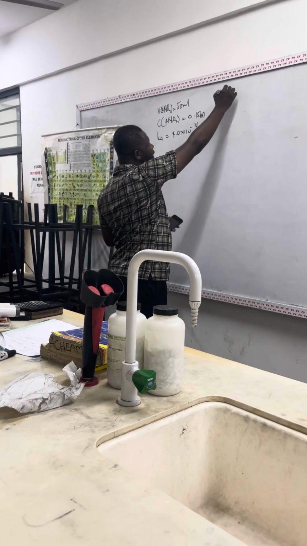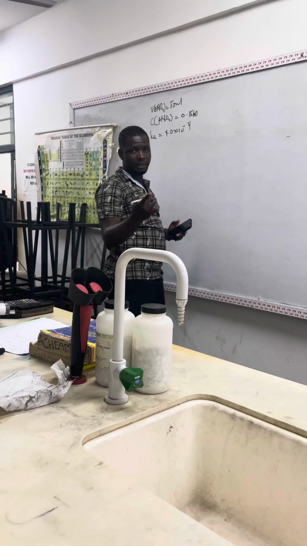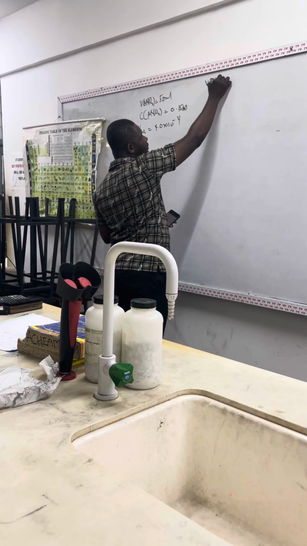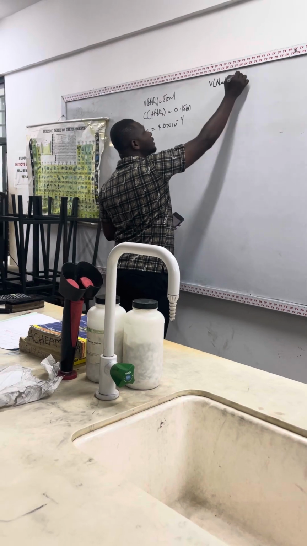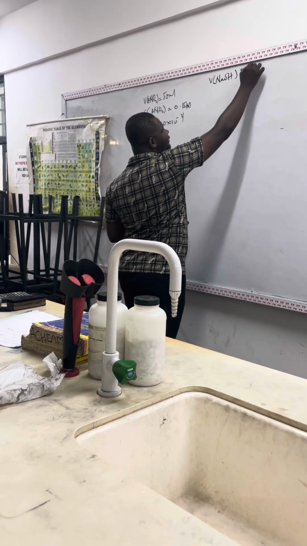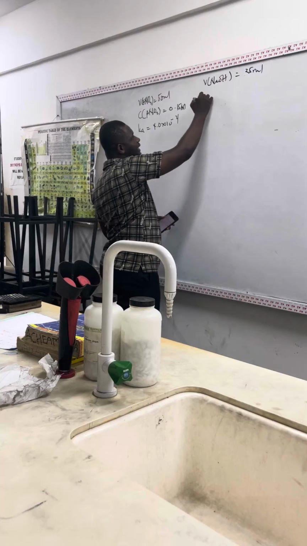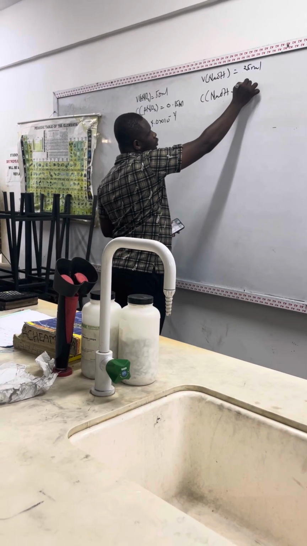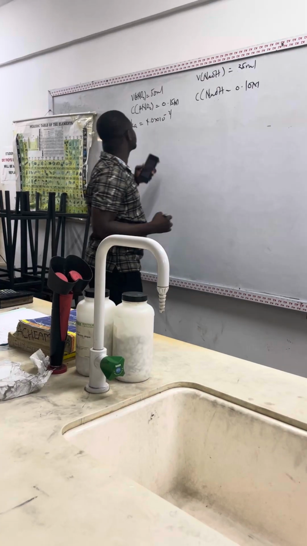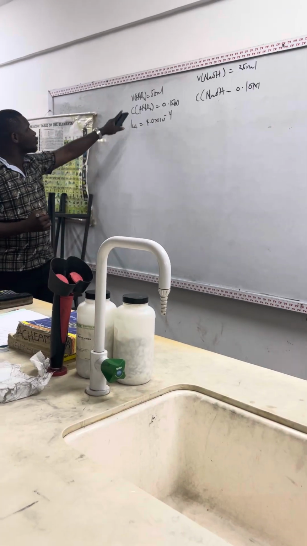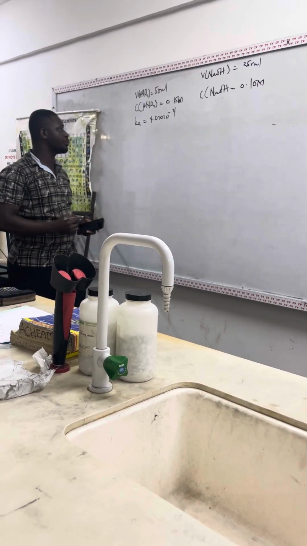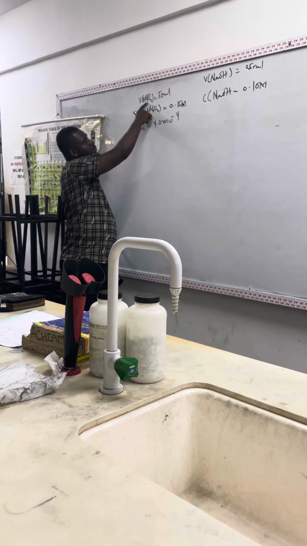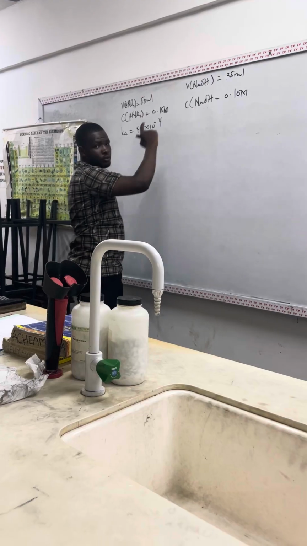Then we're also given the volume and the concentration of the base: 25 ml, and the concentration as 0.10 molar. Now, this is a reaction between a weak acid and a strong base. So for the net ionic equation, some of these will dissociate, but all of these will dissociate.